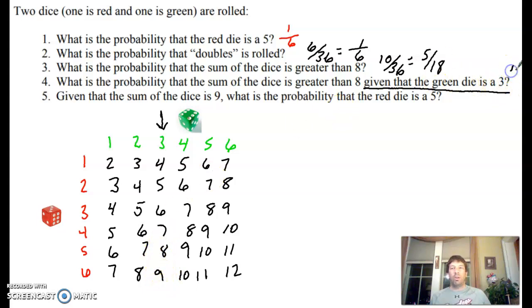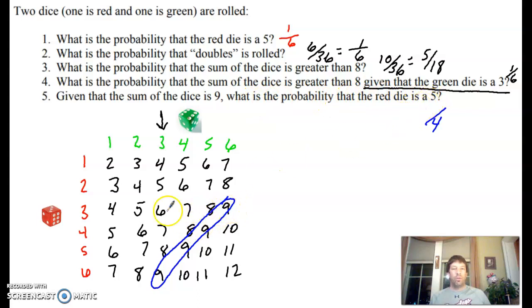So the probability there would be 1/6. And number 5. Given that the sum of the dice is 9. So this time, we're told that the sum is 9. So we're only looking at these 4 values here. Okay? So this is going to be out of 4. What is the probability that the red die is a 5?